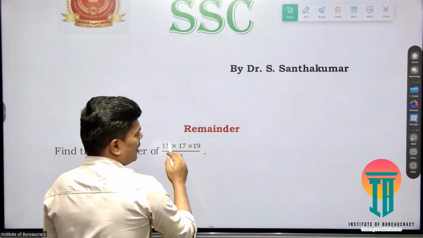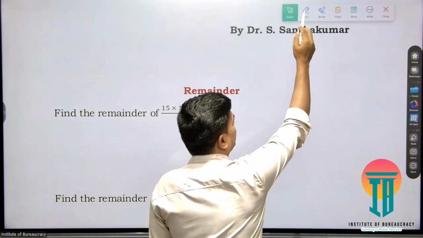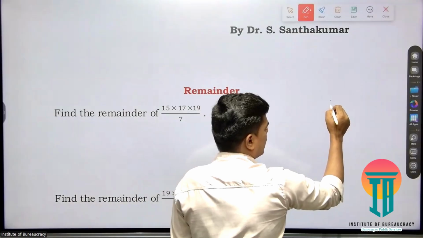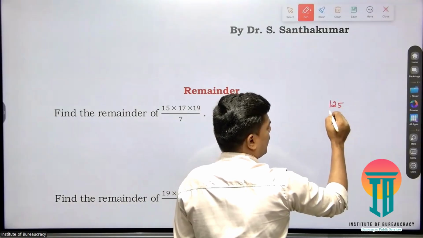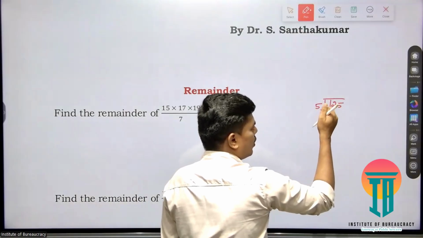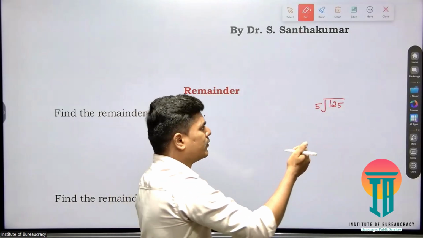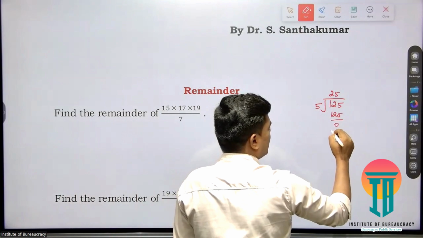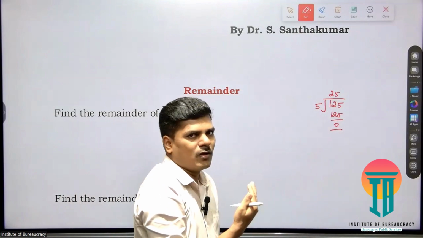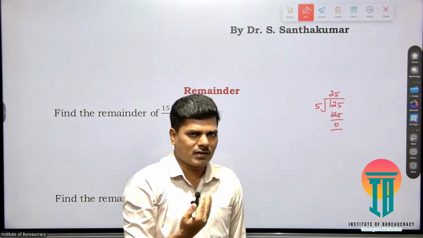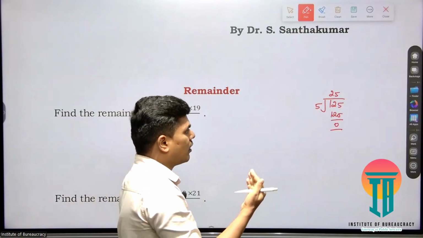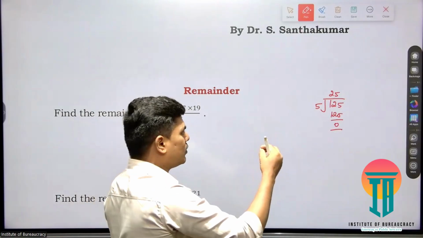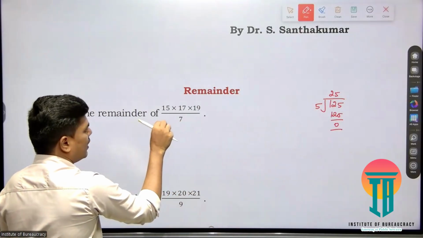So remainders. When you divide a certain number, suppose if we take 125 by 5, it's going to be 25 times. So here the remainder is going to be 0. For a number, we can find what the remainder is. It can be 0 or some other number, right? So the same concept, we are going to apply for this kind of problem.